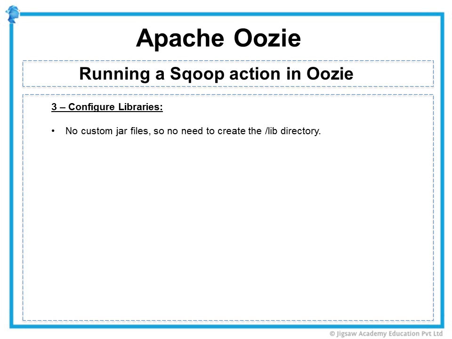Next, we need to create a workflow directory in HDFS, which is the same path that we would have used in the job.properties file, and ensure that you move the required files into the HDFS directory. In this case, just moving the workflow XML file should be good enough, and note that the name of the file has to be workflow.xml. So let us run this workflow and see what happens.